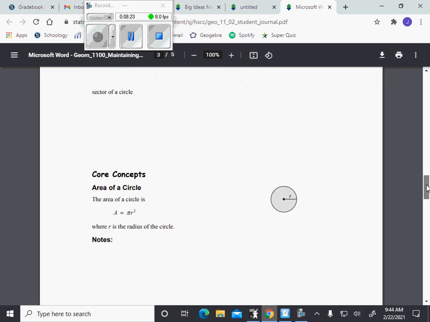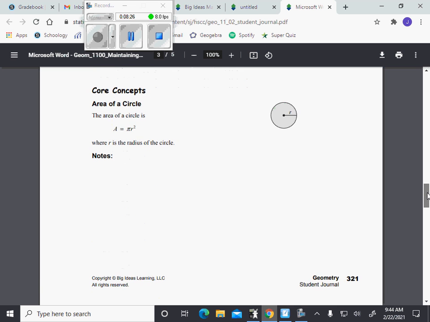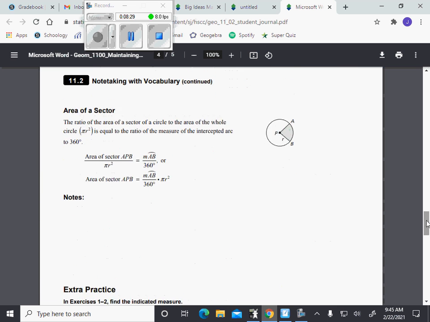Sector of a circle, we were working with that. You guys should know what the sector of a circle is. It's that portion. The area of a sector. It's a lot like arc length from 11.1. The area of a sector can be found by this formula here, or probably a more common one, this formula here. When we get to an example, we'll come back here.